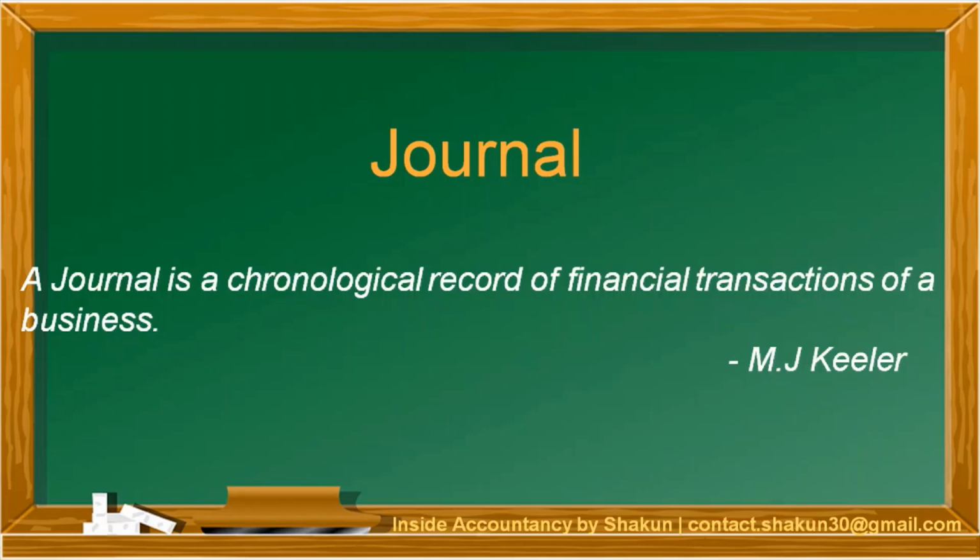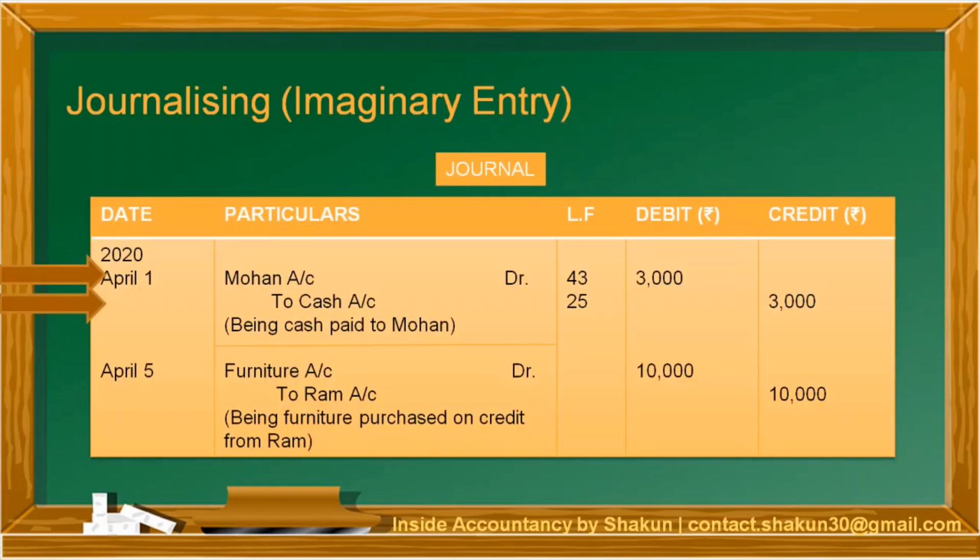For more details about journal, its meaning, its features, advantages and disadvantages, you can click on the I button for more details. Moving on, this is the format of journal where we have 5 columns.